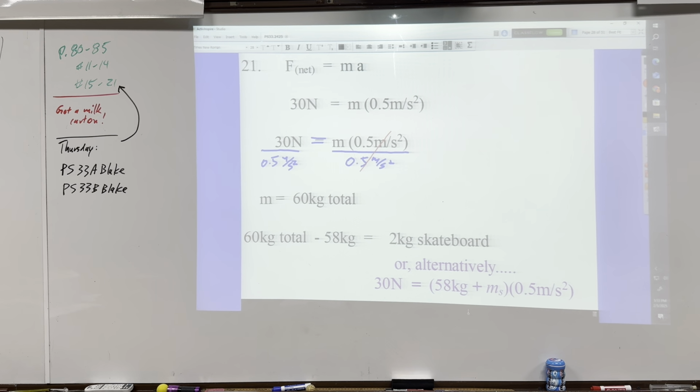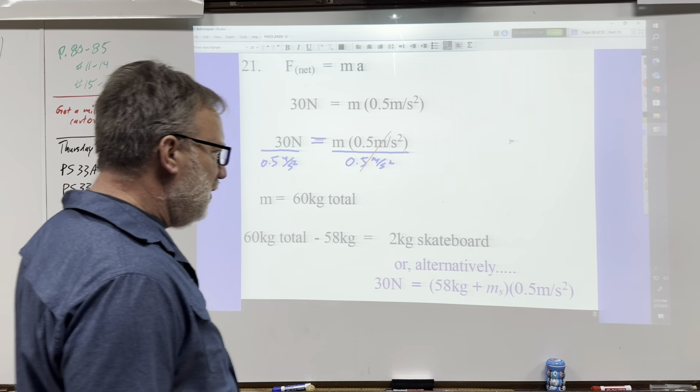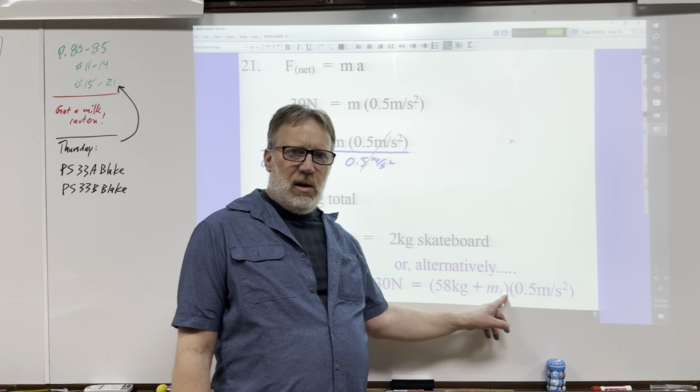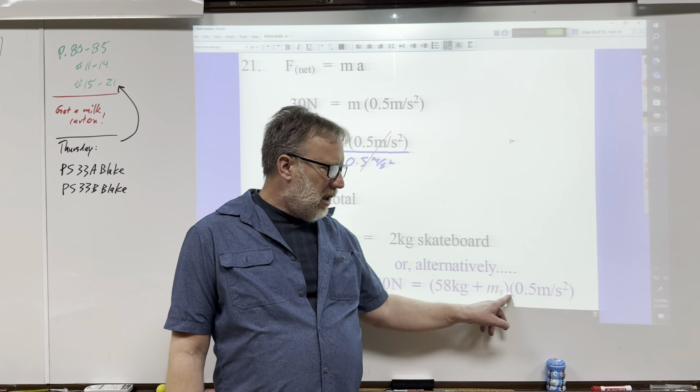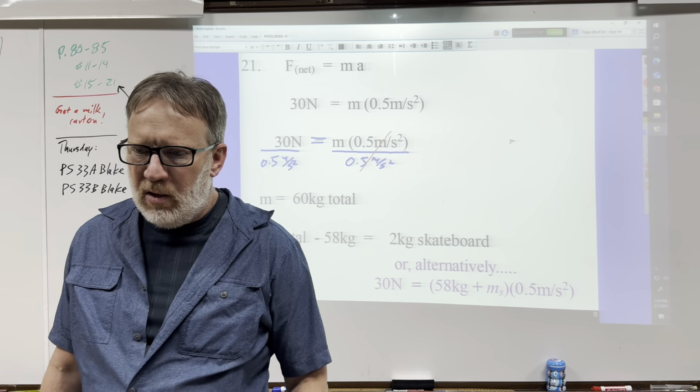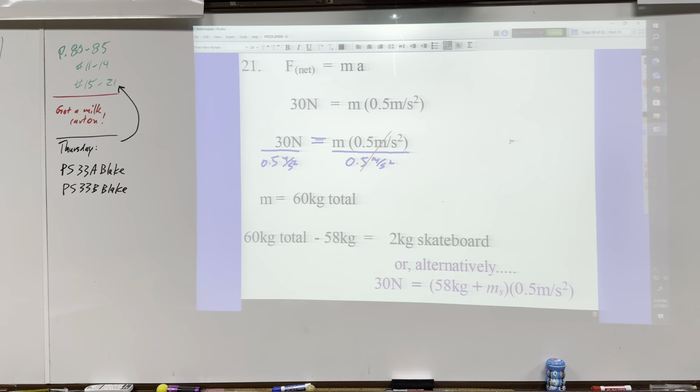I've had a student do a fancy algebra solution with it that looked like this, so I was kind of impressed they used their algebra from algebra class for that. 58 plus m.